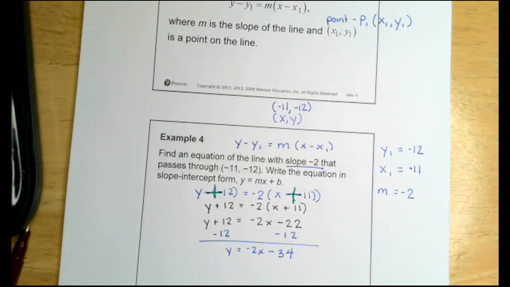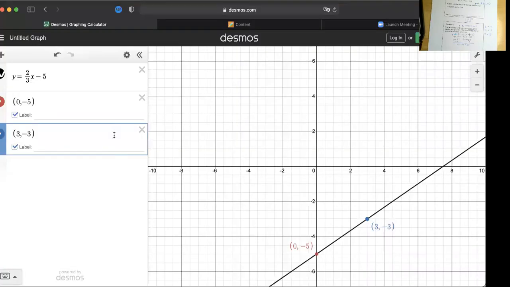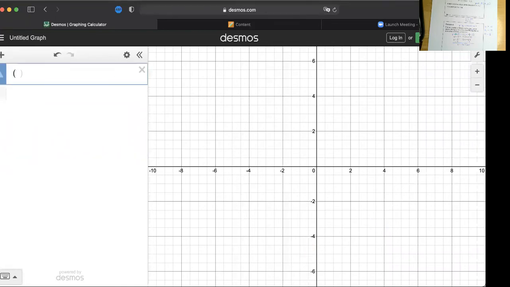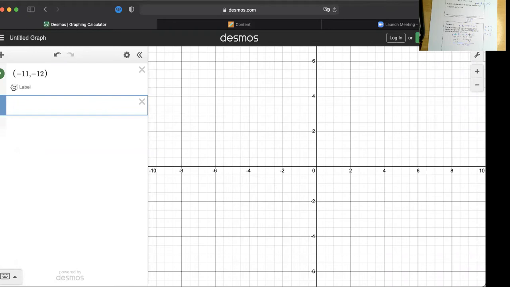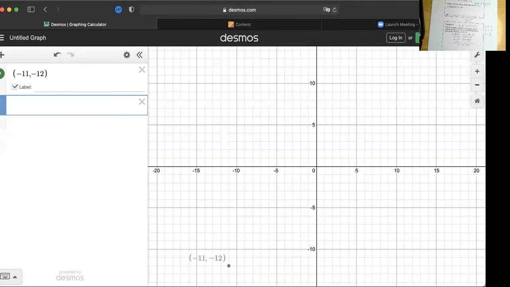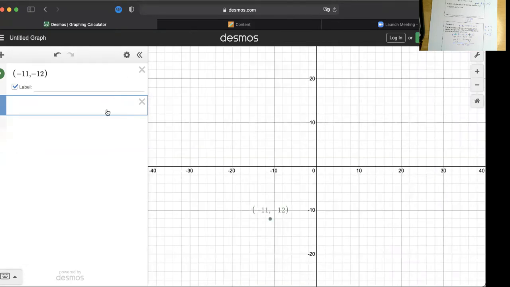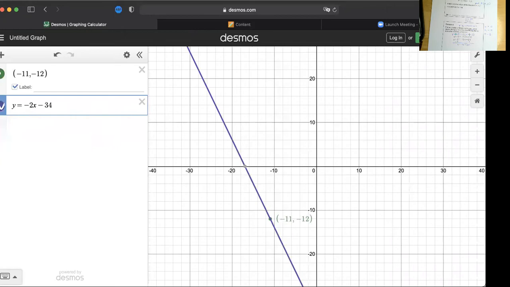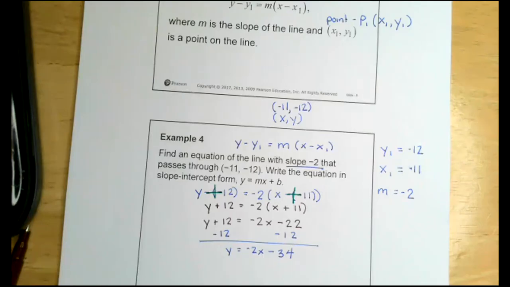We can check it in Desmos. Make sure that the point -11, -12 is on the line y equals -2x minus 34. It is on the line, so we are okay.